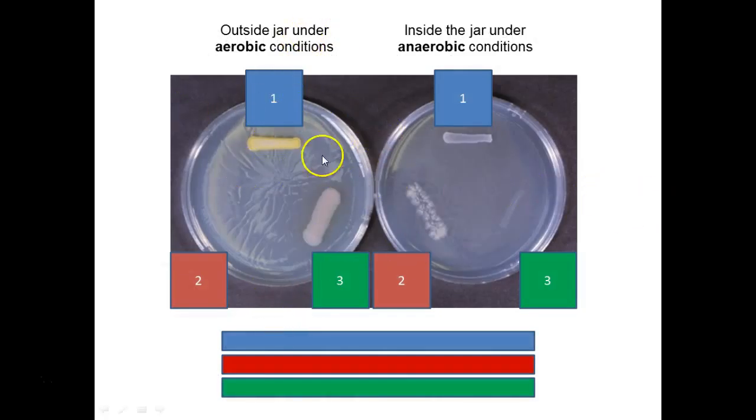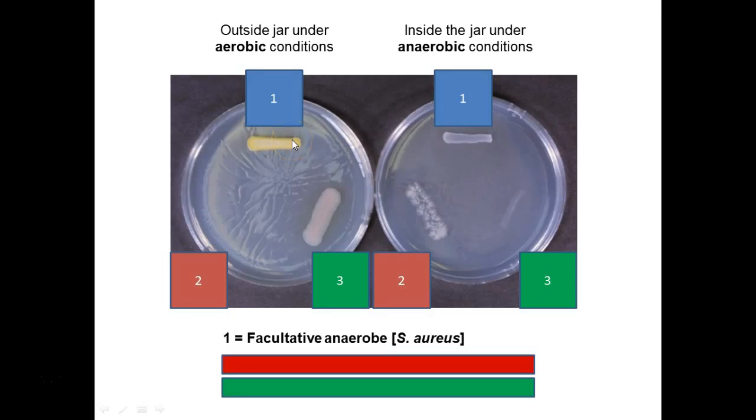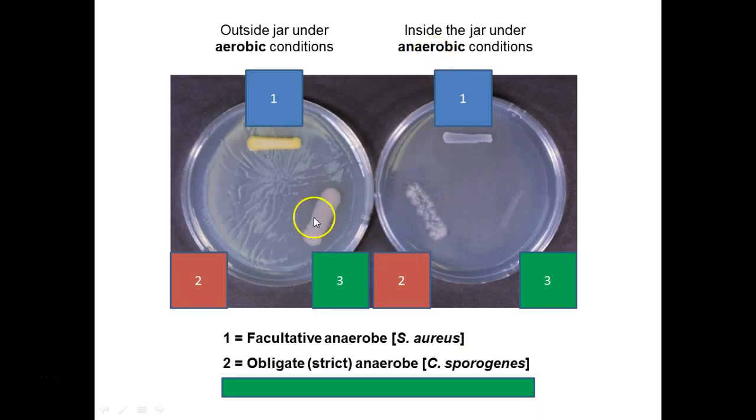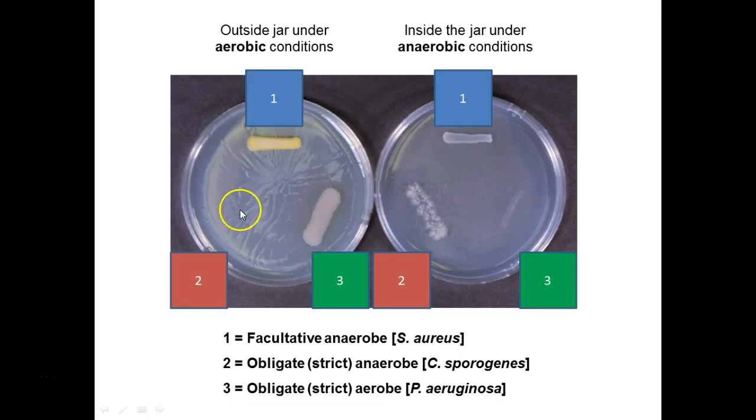So here's an experiment. Well, here's the one in your book, right? So if it grows under both conditions, it's facultative. If it grows only under anaerobic conditions, it's an anaerobe. If it grows only under aerobic conditions, it's an aerobe. So they just spot inoculated one plate, right, with 3 different organisms.